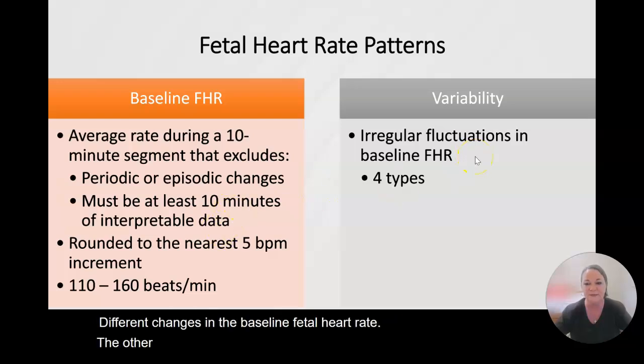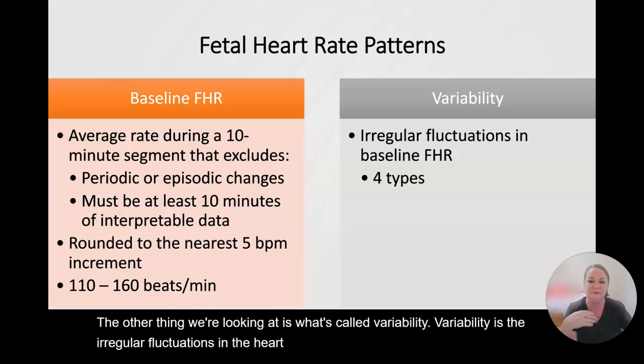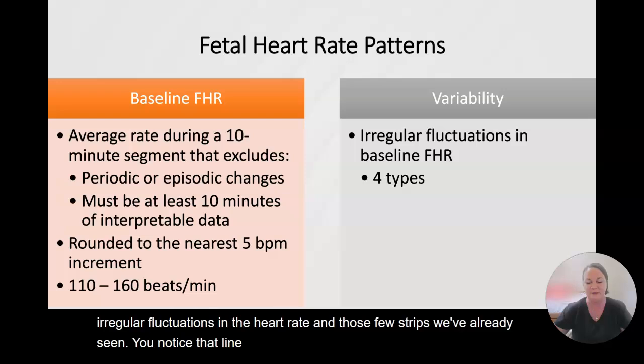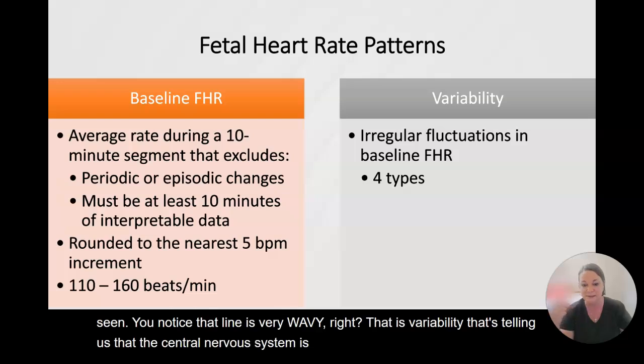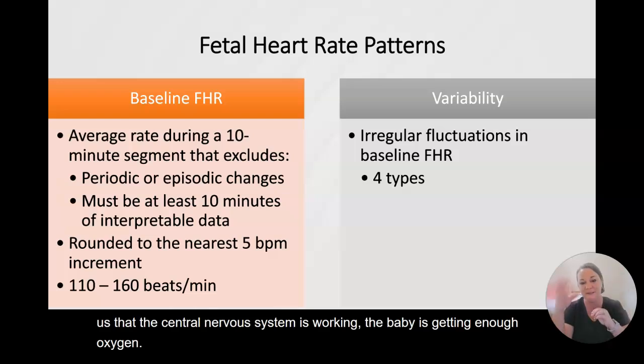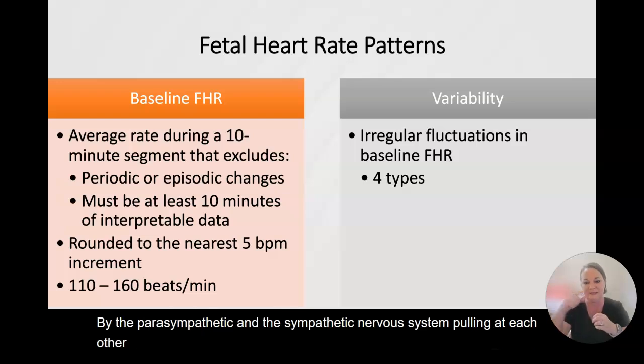The other thing we're looking at is what's called variability. Variability is the irregular fluctuations in the baseline fetal heart rate. In those few strips we've already seen, you notice that that line is very wavy, right? That is variability. That's telling us that the central nervous system is working, the baby is getting enough oxygen, by the parasympathetic and the sympathetic nervous system pulling at each other. It makes that line bounce, and that tells us how well that baby's doing.